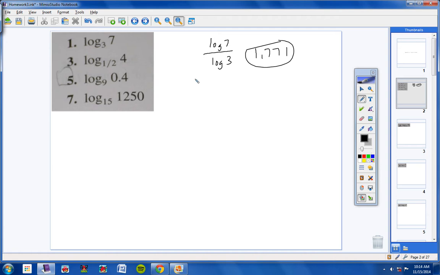Number 3, you would type into your calculator the log of the argument, which is 4, divided by the log of 1/2. Now don't forget to close your parentheses, students. When you type in log of 4, then close your parentheses, divide it by log of 1/2, and then close your parentheses, okay? And you will get -2 for your answer. -2. Okay, moving on to number 5.